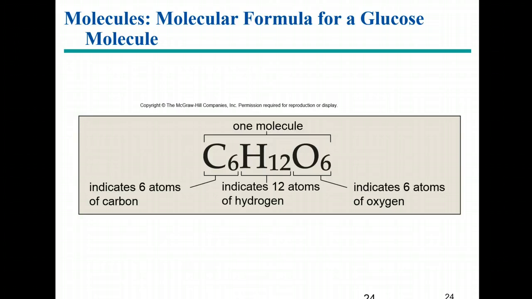This figure shows the molecular formula for glucose, which is a sugar. This molecule contains 6 carbons, 12 hydrogens, and 6 oxygens. This is how you would write the molecular formula for glucose.